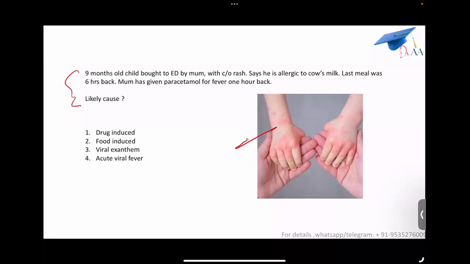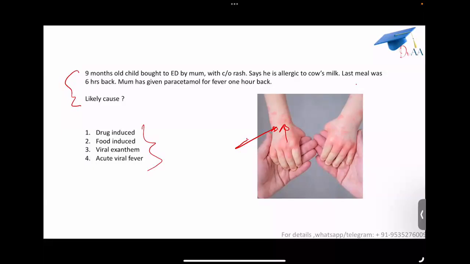So this is the one image that was given. Something similar type of rash was there on the image. Okay, that's the feedback I got. Some similar kind of rash was there on the image, and these were the options given. They asked the likely cause for this.